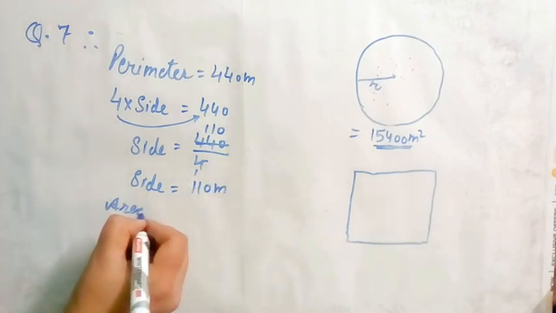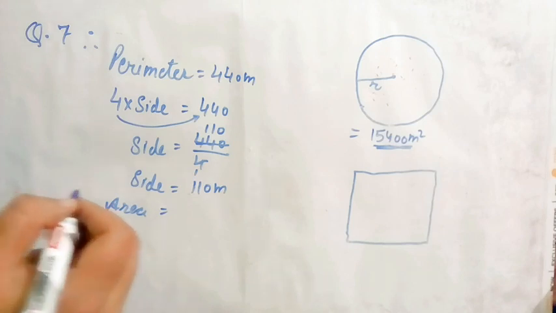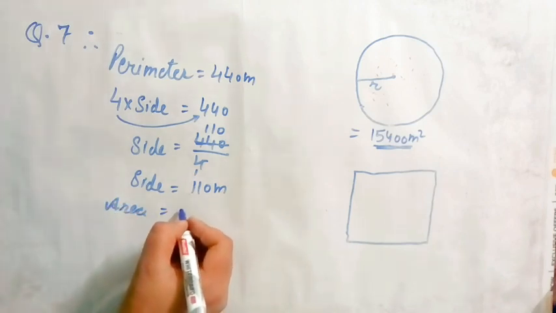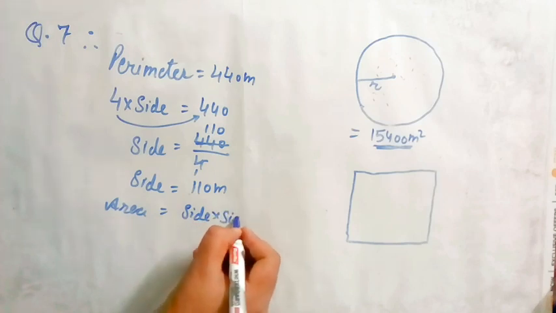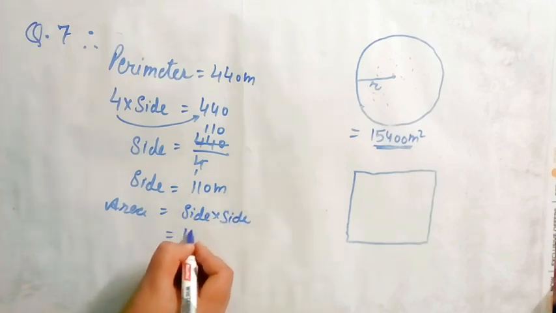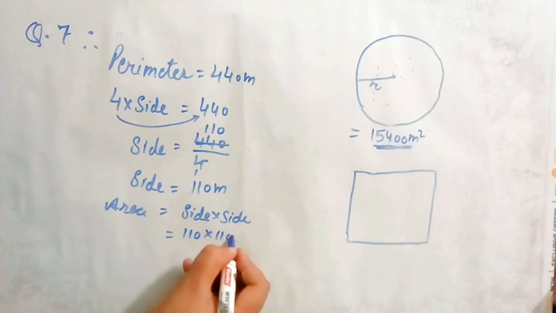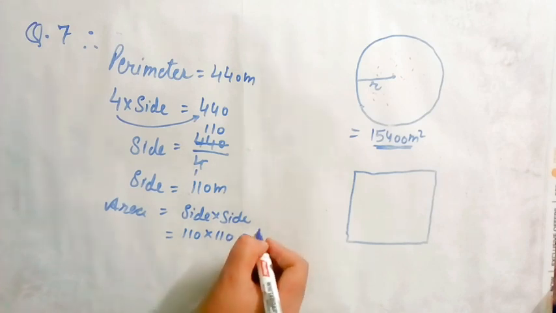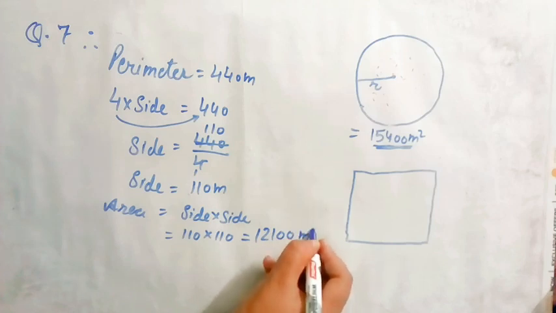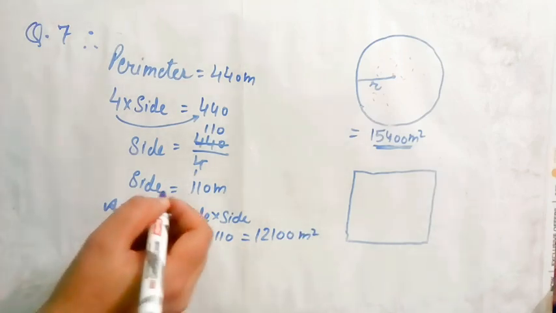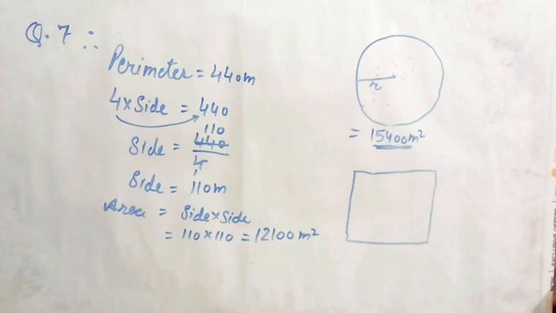Let us find out the area of the square. We know the area of a square is side multiplied by side. That is 110 multiplied by 110. This is equal to 12100 meter square. Now we need to find out the ratio of the areas of the circle to the square.